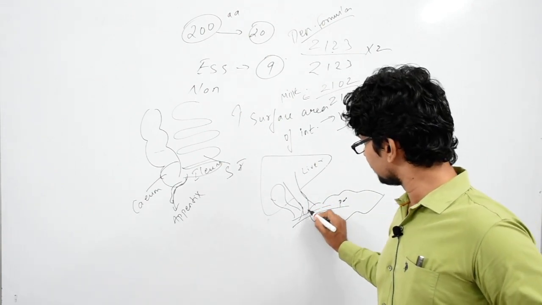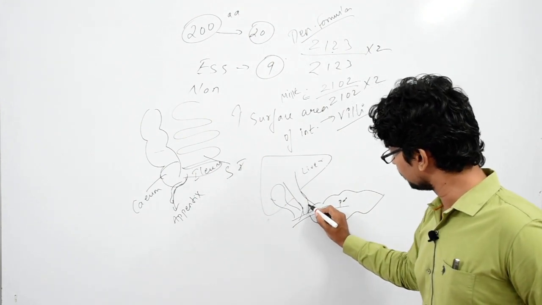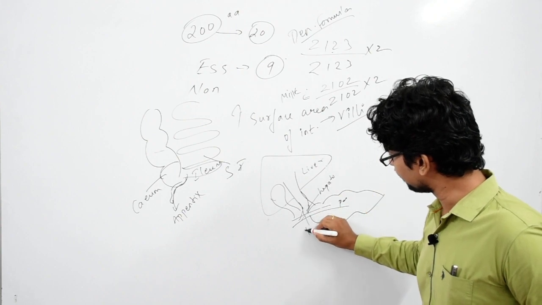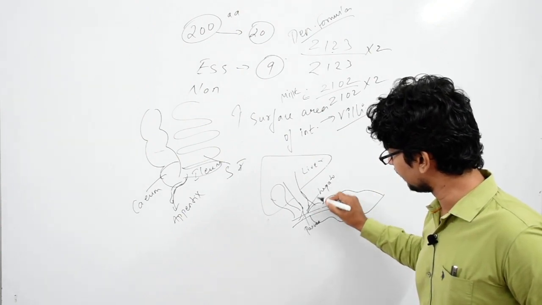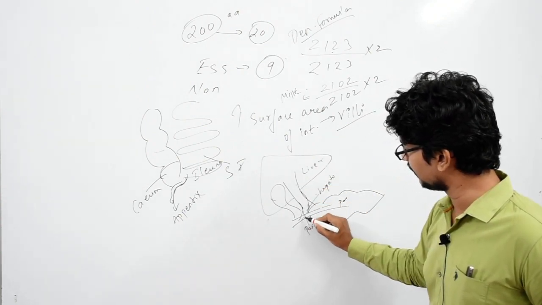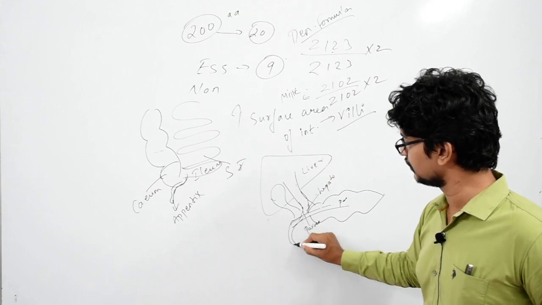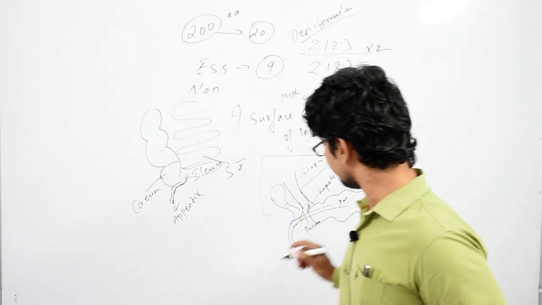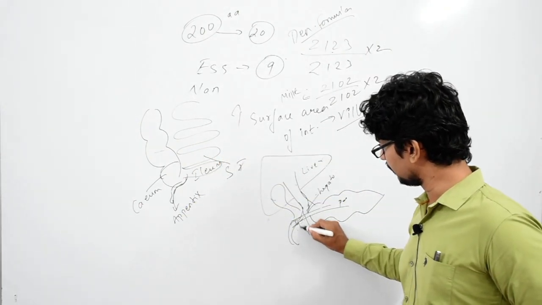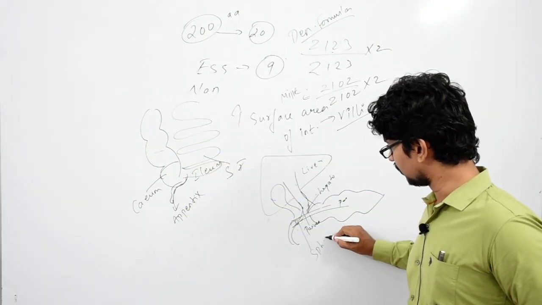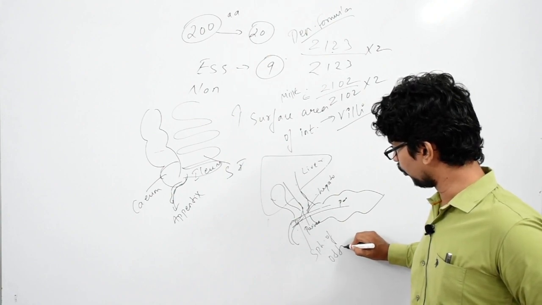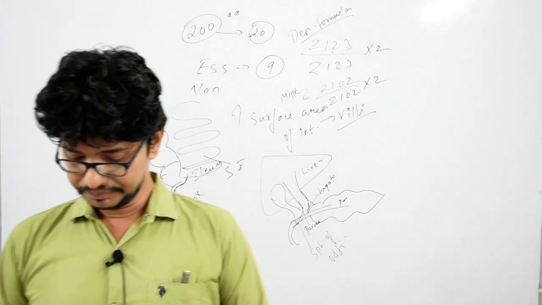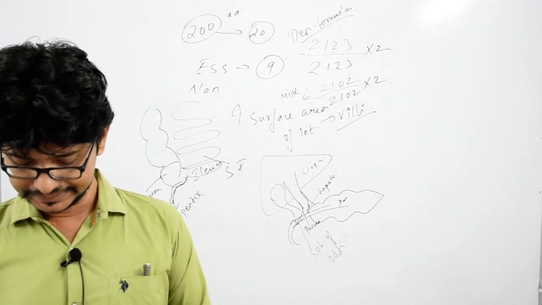The hepatopancreatic duct is where they get fused. This is the hepatic duct, and this is the pancreatic duct. These two, from the liver and from the pancreas, get fused. So this is the hepatopancreatic duct. The correct option is 2. In this place you could see the sphincter of Oddi. Only here you could see the sphincter of Oddi. That is the important part that we discussed.